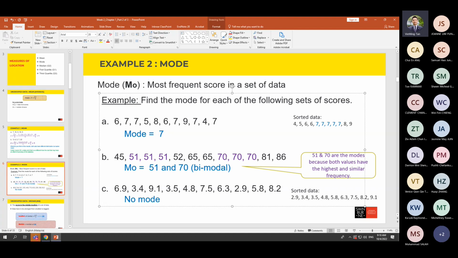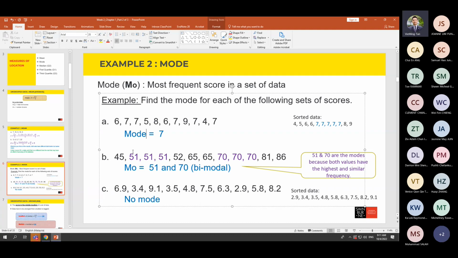You may find that in fact 51 and 70 have the same frequency, which is 3. Both numbers appear at the highest frequency compared to the others. If that is the case, we can conclude there are 2 modes for this data set. For your project, it's also the same. There may be 2 numbers that appear at the highest and similar frequency. Then in this case, we can conclude the modes are 51 and 70.